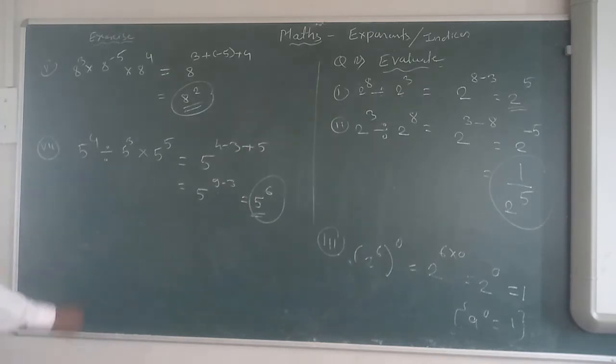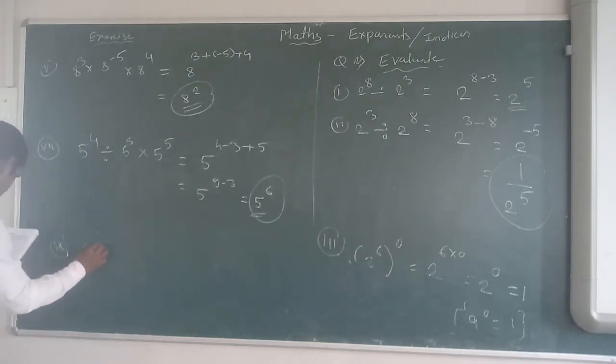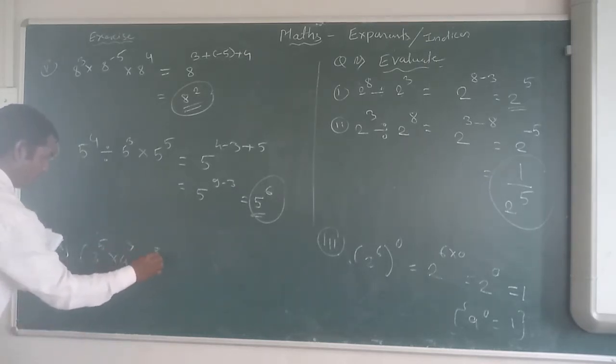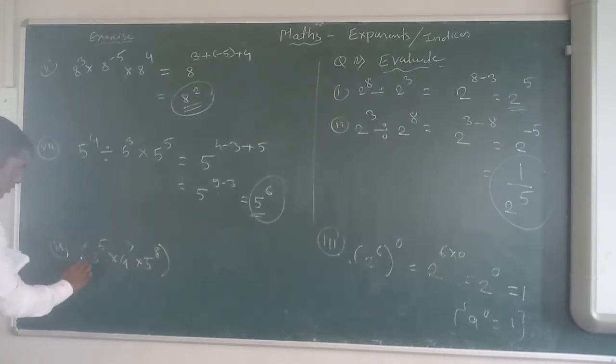After that, the last one I am taking is question number 9. The 9th one is given: 3 raised to 5, 4 raised to 7 into 5 raised to 8, whole bracket raised to 0.